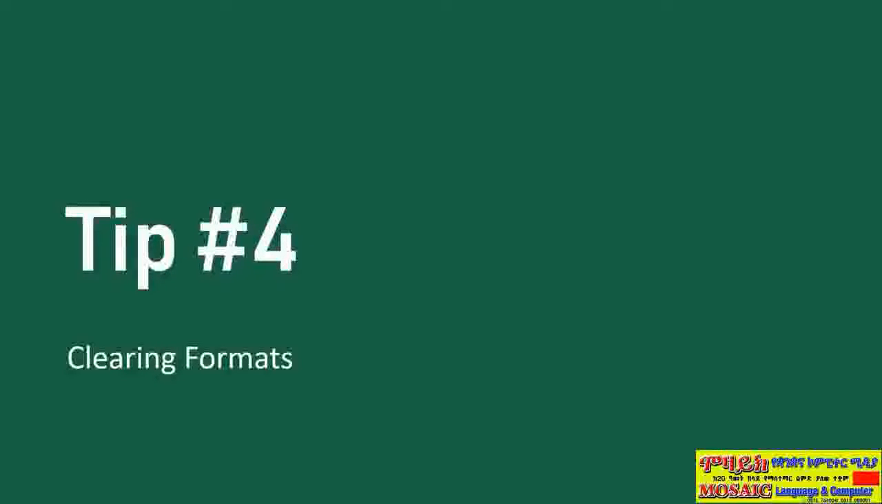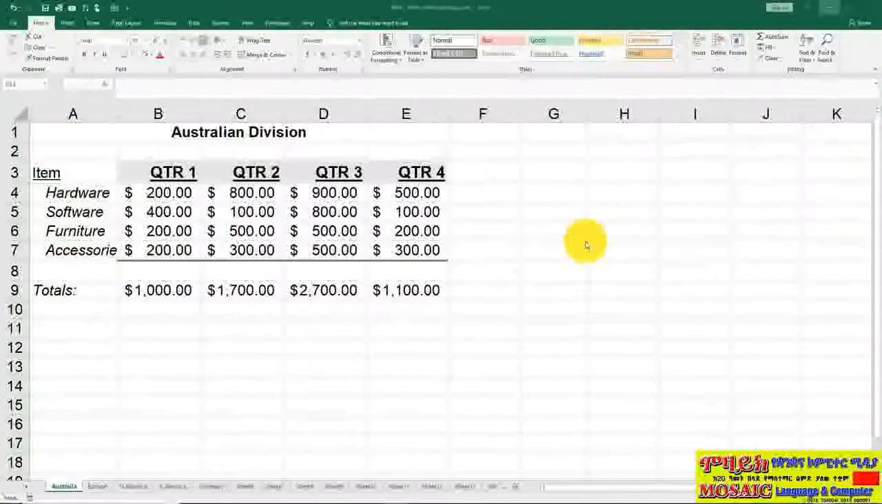Tip number 4, I want to show you how to clear your formats all at once in your spreadsheet. As you can see in this particular exercise, we've got some indenting going on, some bold and italics, we've got some colors, some borders. Let's say that you wanted to take this and just take all the formatting out.